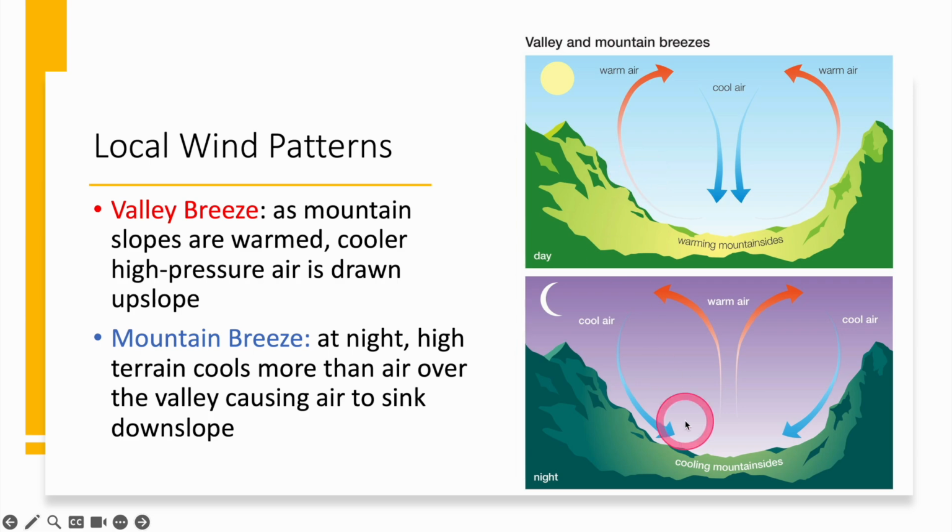And a mountain breeze occurs at night, so it's the opposite now. So the mountain peaks and the mountainside are going to cool at night and sink down to the bottom. And then it's going to get warm, rise up, and drop like this.